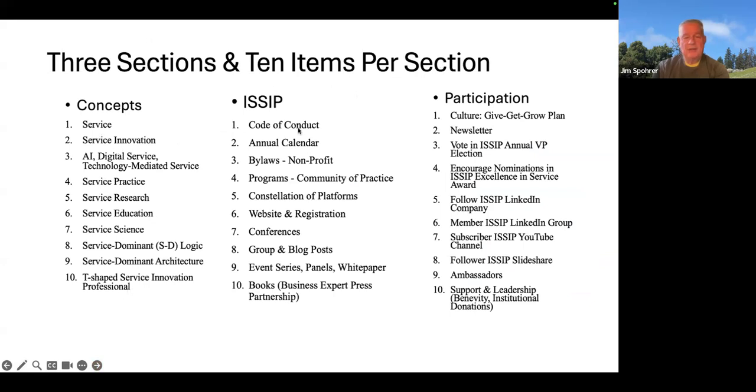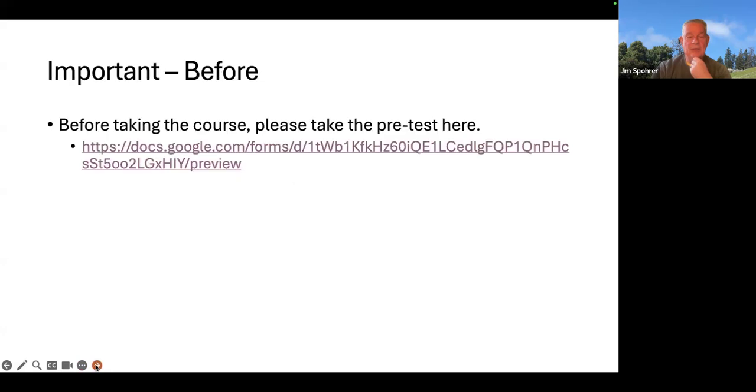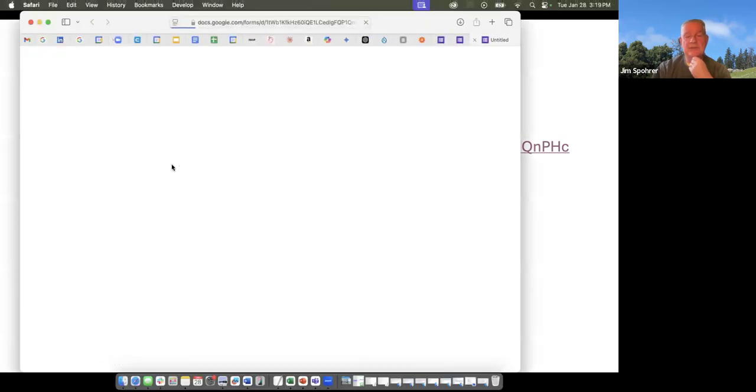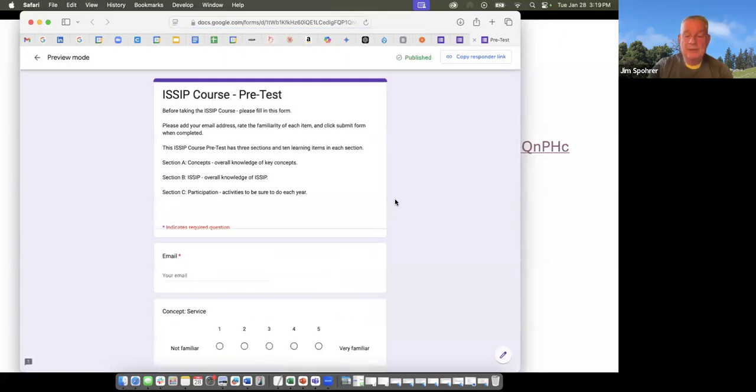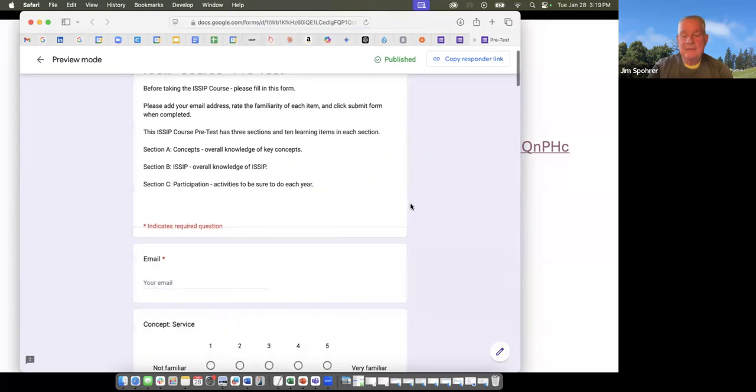And here's the specifics that are just arbitrary. I think they're okay, but certainly some could be dropped, some could be added, some could be switched around. This is an area for maybe asking the generative AI systems on how to improve this. Before we do the course, the learner should go out and take the pretest. So if we click on this link, we'll go out to the pretest, and I'll blow that up a little so it's easier to see.